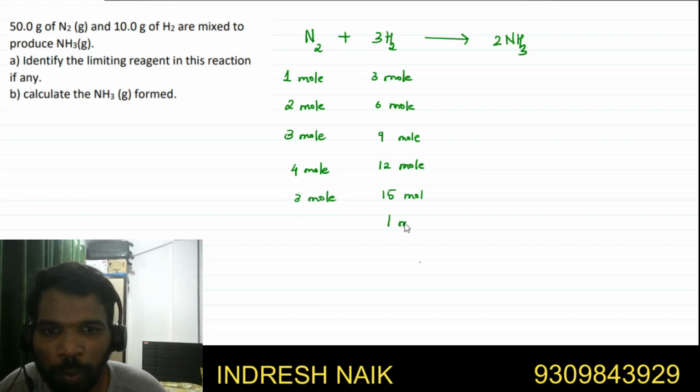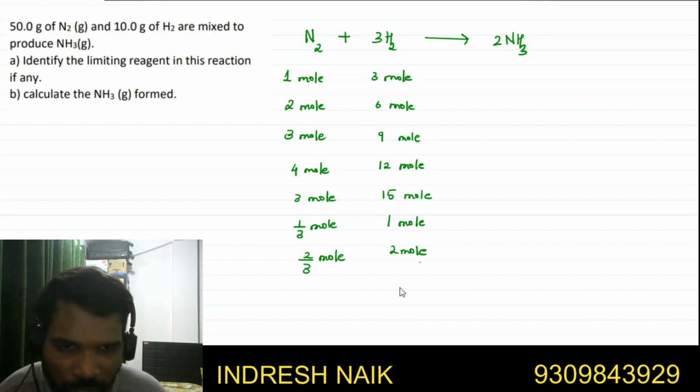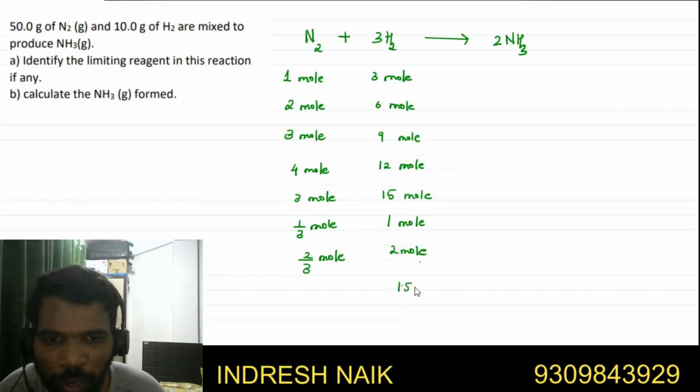If H2 is 1 mole, then N2 should be 1 by 3 mole. If H2 is 2 moles, then N2 should be 2 by 3 mole. I'm giving all the possible relations. If H2 is 1.5 moles, then N2 should be 1.5 divided by 3 mole.